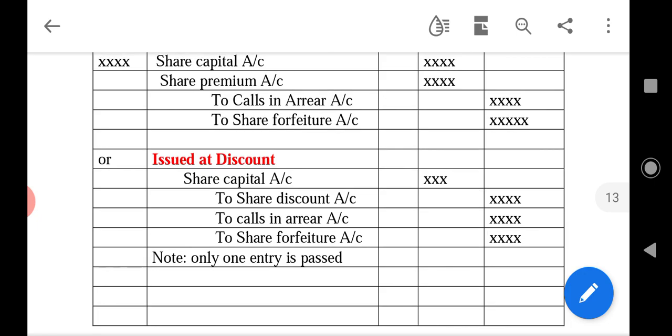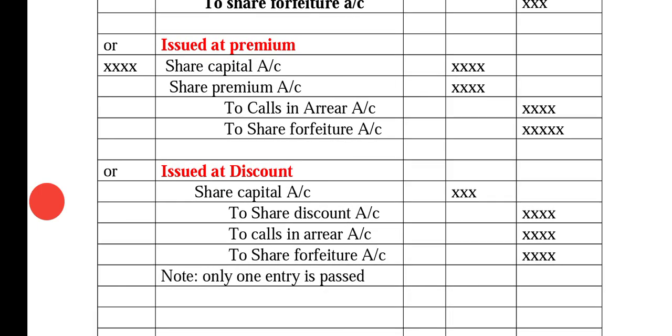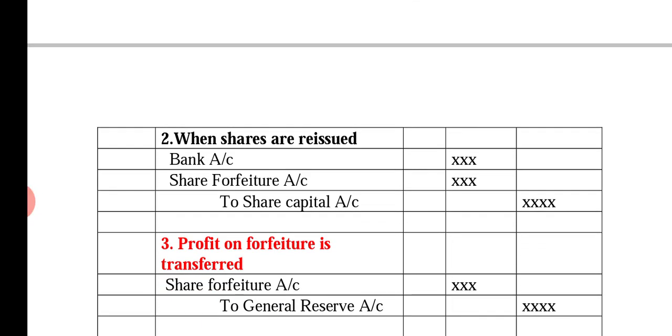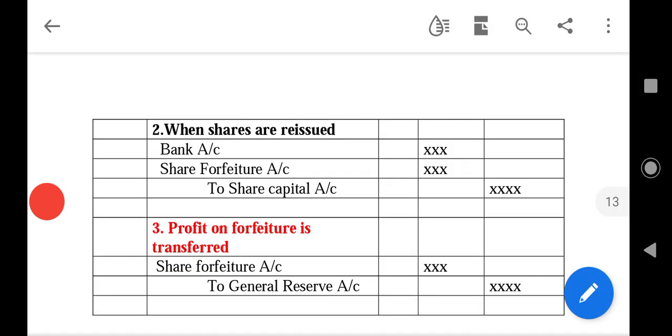For example, in the share forfeiture account, you have 1000 rupees on the credit side, and 200 rupees on the debit side, where share forfeiture account is debited. So the remaining net credit balance is 800 rupees. That 800 rupees must be transferred to general reserve account. It is the net profit that should be transferred. Share forfeiture account debit 800 to general reserve 800.